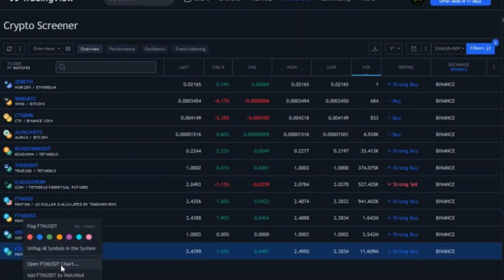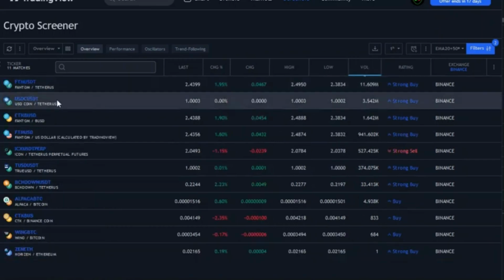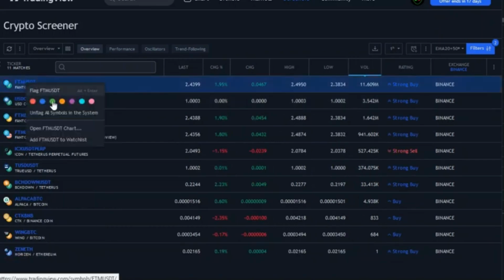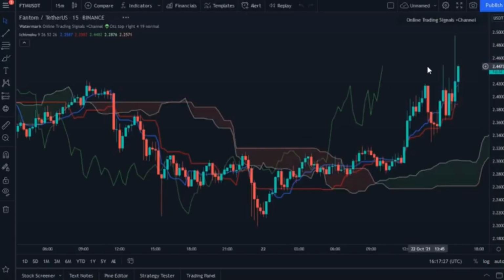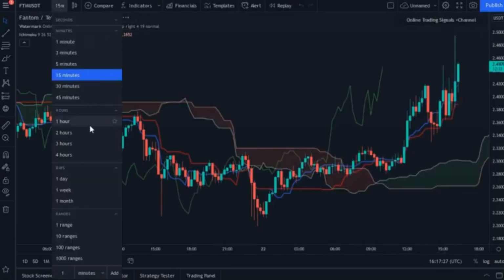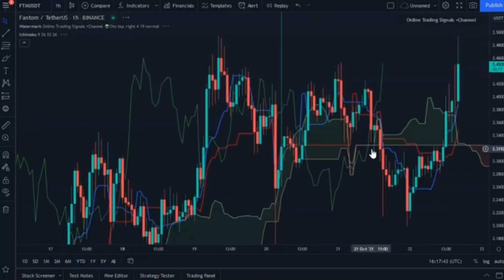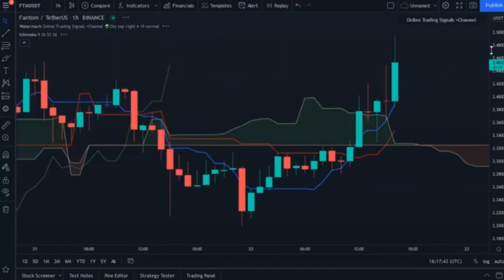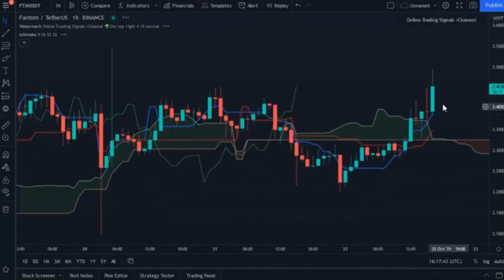Well, after setting it to 1 hour frame, let's choose another pair with the highest volume in the results. Like we said, make sure the chart time matches the filter time. As you can see here, we got a very excellent buying opportunity.